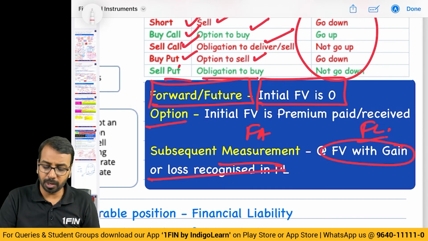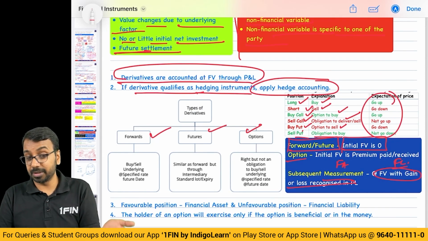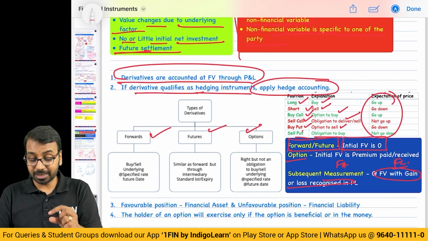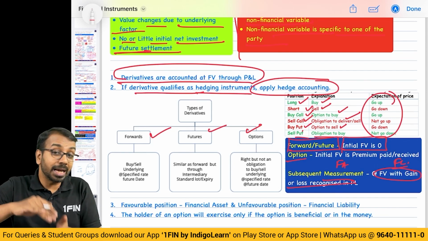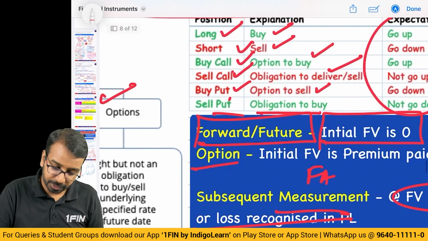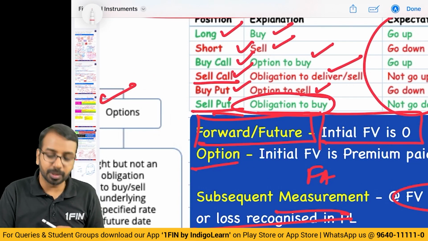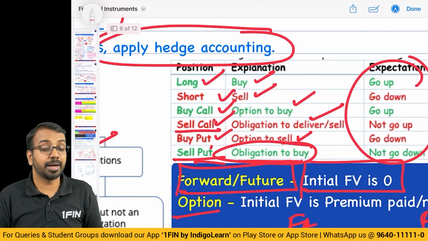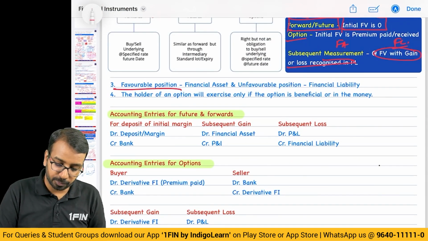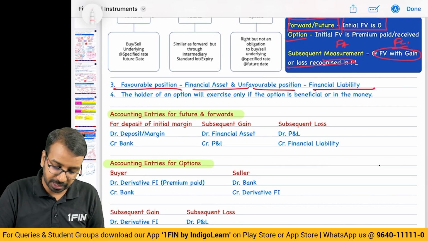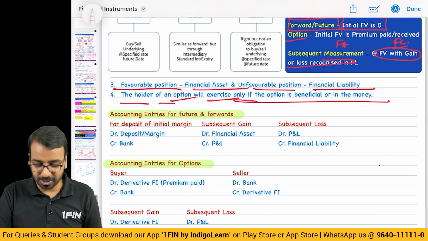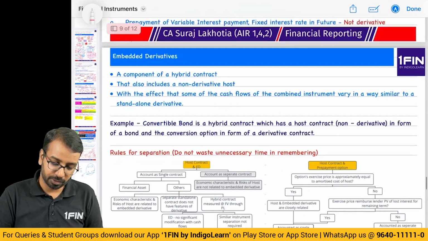Very simple and straightforward. In fact, in the previous attempt, in the November attempt, they had asked a very simple question on derivatives. Just that instead of saying there is a buy future, it was a written put option. So, if it is a written put, there is an obligation to buy. If you remember this, you will be able to handle that in the examination. A favorable position is a financial asset. An unfavorable position is a financial liability. The holder of an option will exercise only if the option is beneficial. You will be champions in AFM. I don't need to explain this further to you.